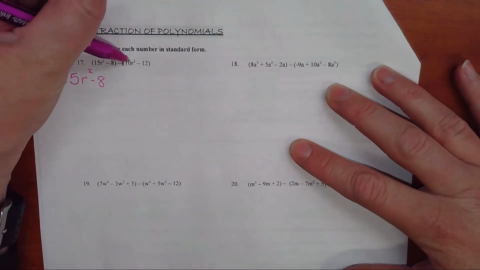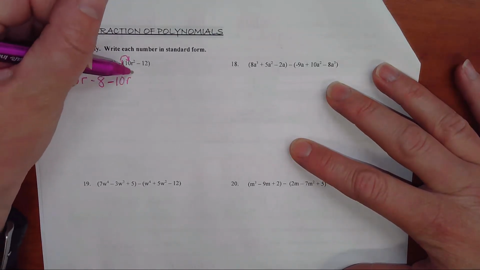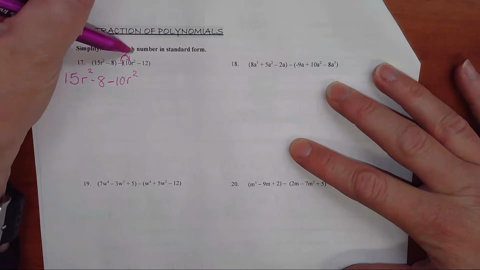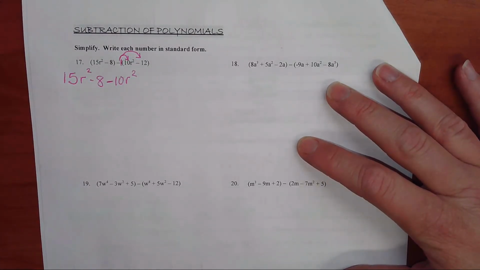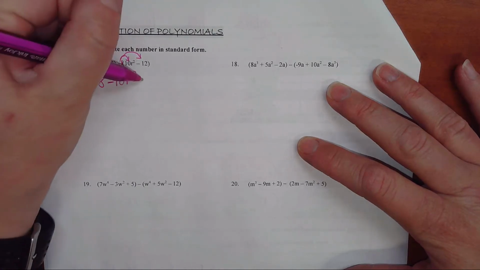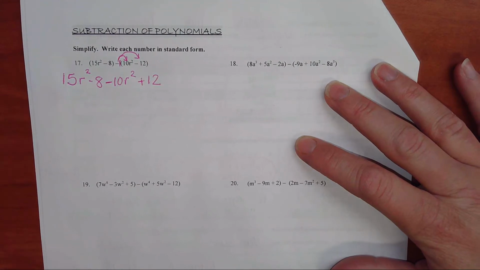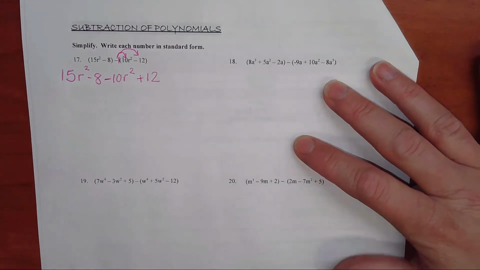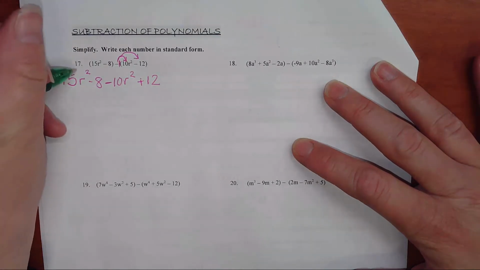Negative 1 times 10r squared is a negative 10r squared. Negative 1 times a negative 12. This is where you have to be careful. Negative times a negative is a positive 12. So if that was confusing, rewind, rewatch. Now, once you've distributed, we're going to combine like terms.